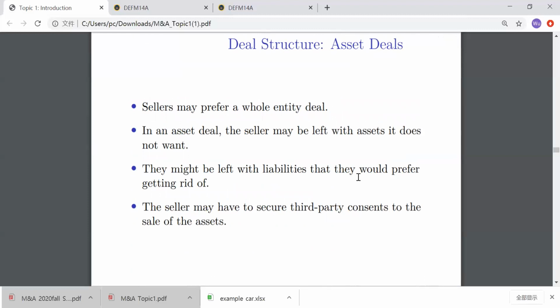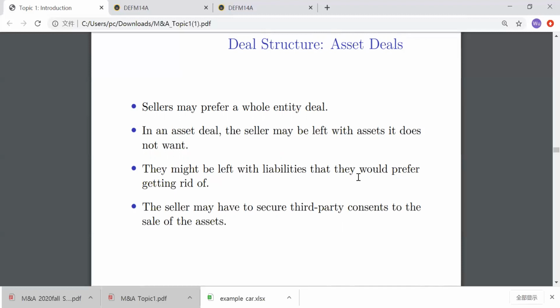On the other hand, because buyers don't have to accept all the liability and can pick whatever assets they want, sellers typically do not want an asset deal. They will prefer a whole entity deal. In a whole entity deal, the buyer has to accept everything of the target firm. That's the idea. In an asset deal, the seller might be left with assets it doesn't want, and the target might be left with liabilities. So that's why they prefer a whole entity deal.